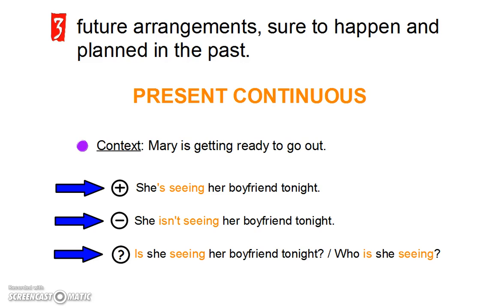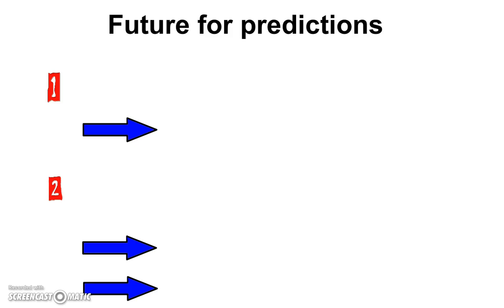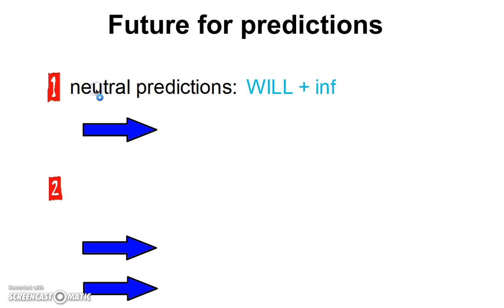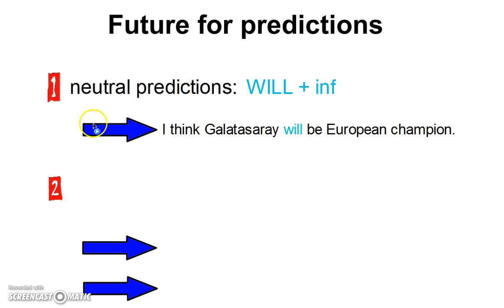And the other great big situation is for predictions. So when you predict the future, we need to distinguish two situations. The first one is the neutral prediction, something which has no implication. So we use will plus infinitive again. So I think Galatasaray will be European champion. Just my opinion. Okay, I make a prediction about the future. Most predictions are used with will.